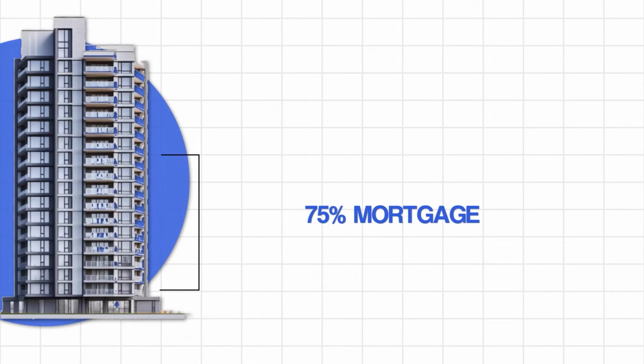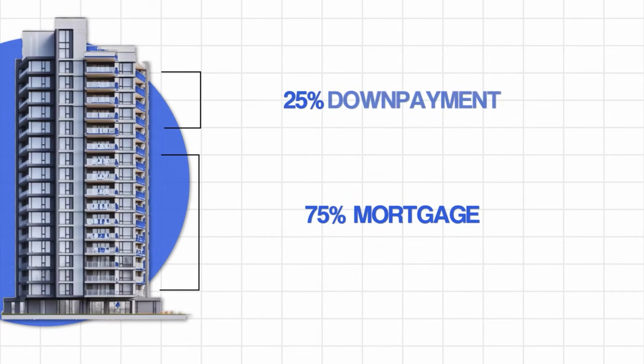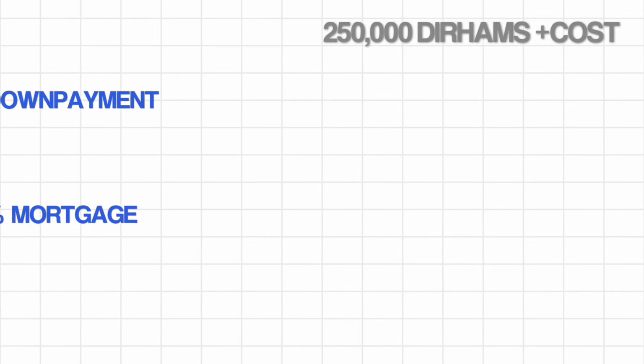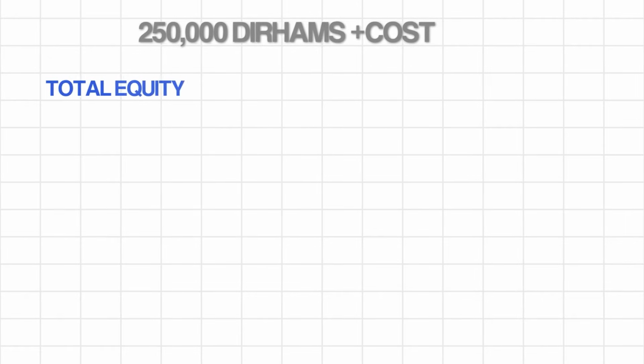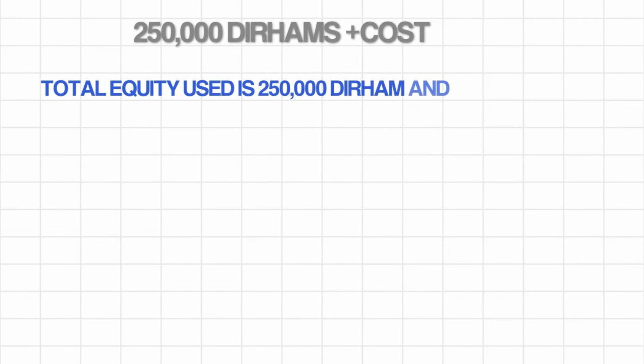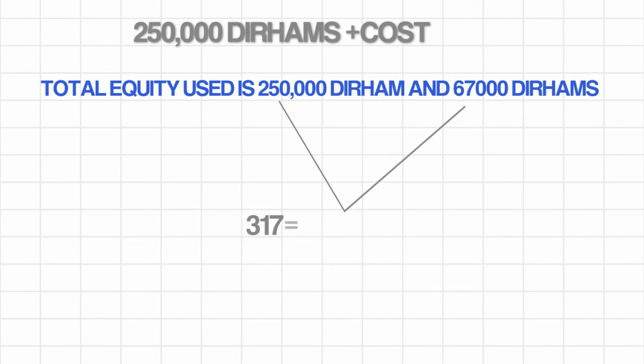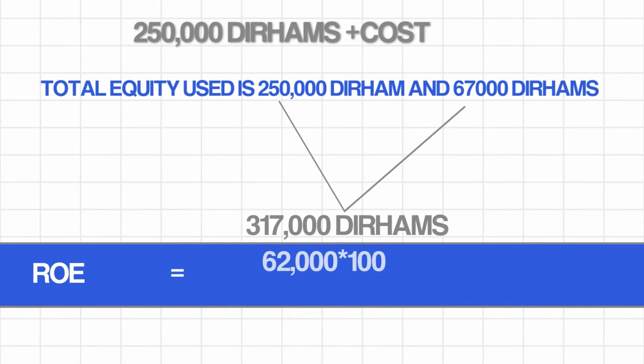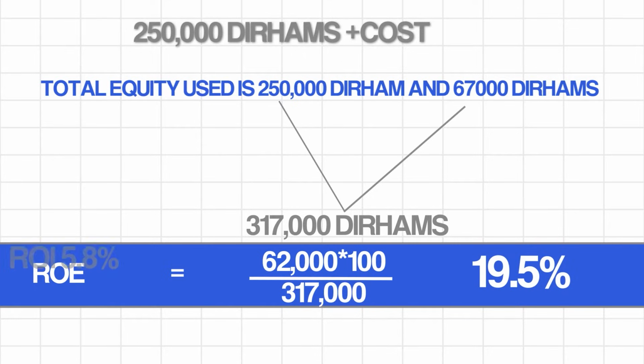Now let's say you took a 75% mortgage and only paid 25% down payment, which is 250,000 dirhams plus costs. Your total equity used is 250,000 dirhams plus 67,000 dirhams, which is equal to 317,000 dirhams. Now your ROE is equal to 62,000 dirhams times 100 divided by 317,000 dirhams, which is equal to 19.5%. ROI is 5.8%, ROE is 19.5%. That's the power of leverage and why ROE matters.